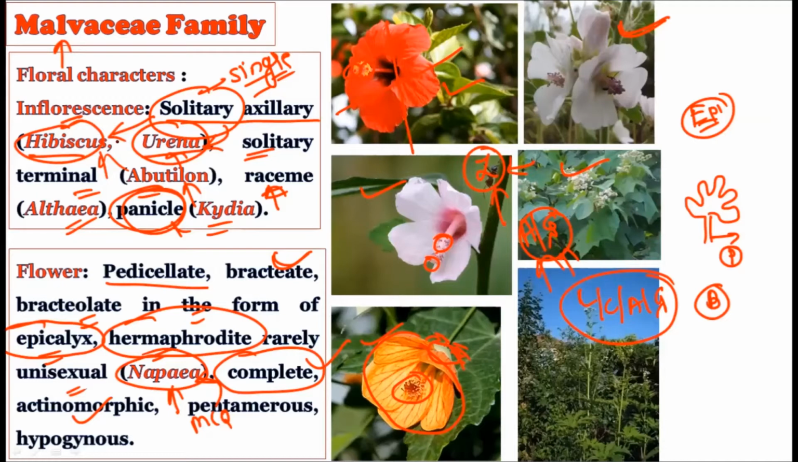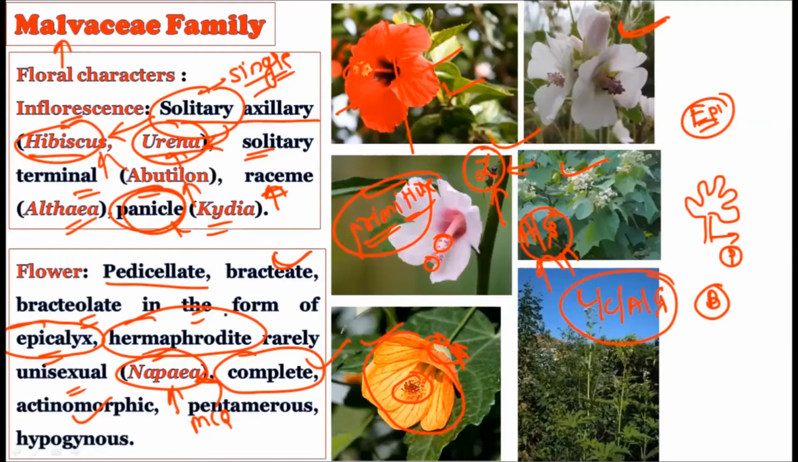Actinomorphic flowers are hence considered a primitive character because they were found in the primitive angiospermic families. But in the advanced families, just like the Fabaceae family, you will find the zygomorphic condition, because the zygomorphic condition is considered an advanced condition over the actinomorphic condition.